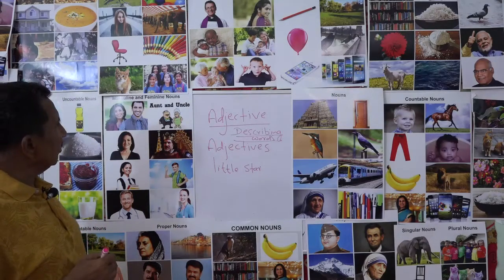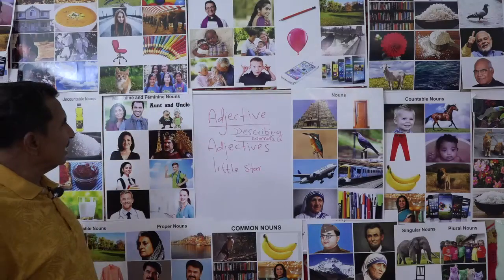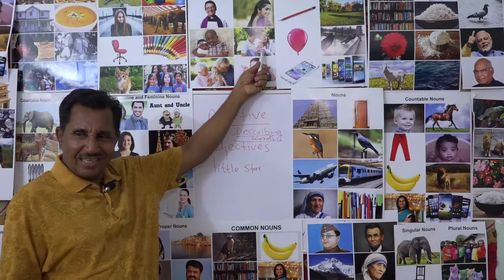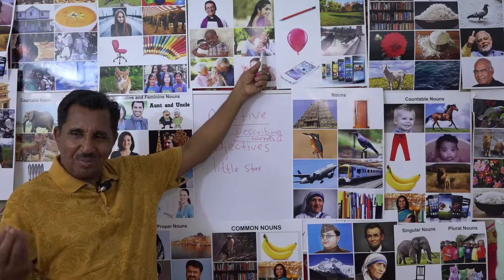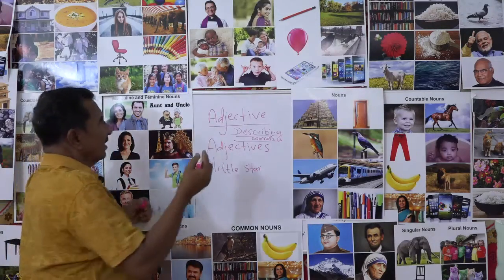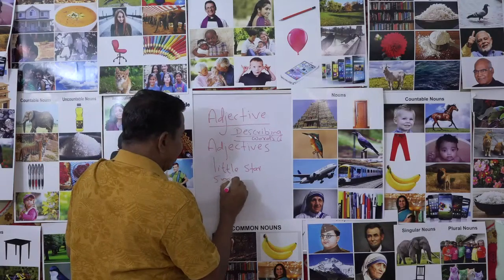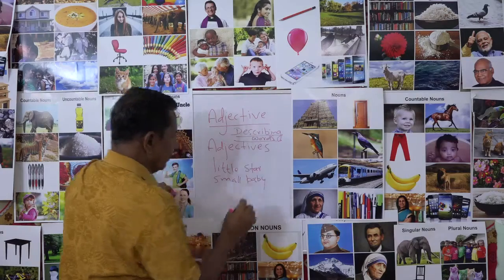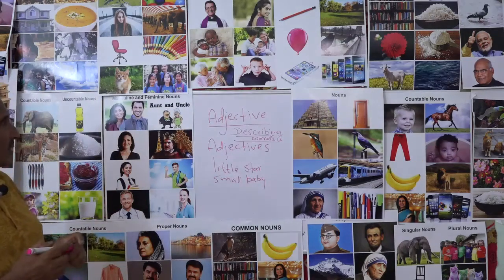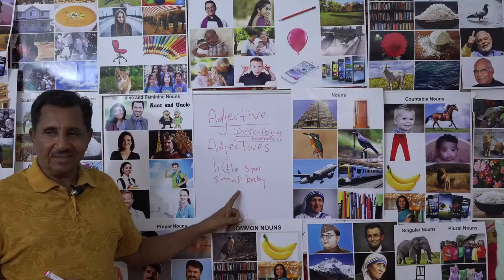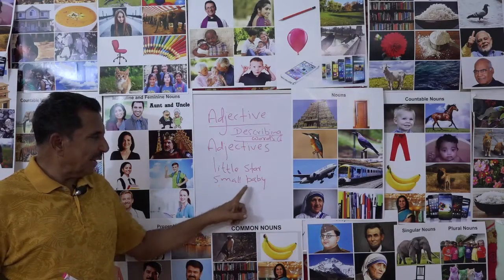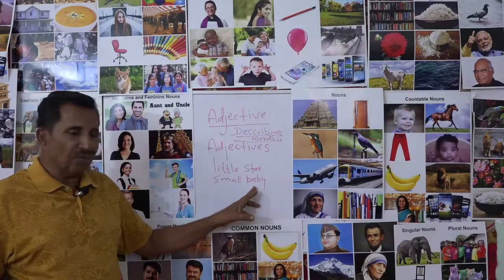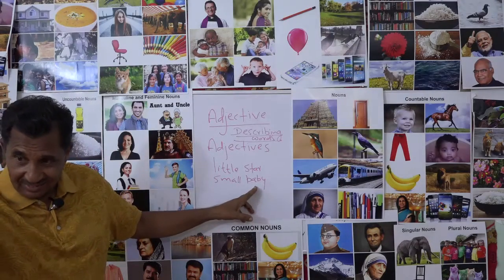Now, you can see, do you find any little here in this? Ah, here it is. So, little. You can see now. Little, a little. Small. Little, then also we can say small. Small baby or little baby, yes. So small baby. So small is an adjective, because small brightens or describes the noun baby. What is baby? Yes, common, countable.